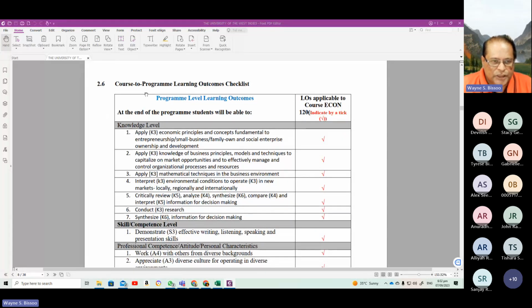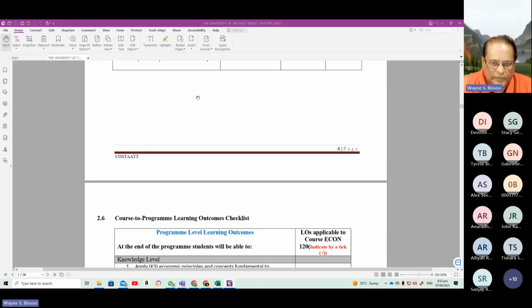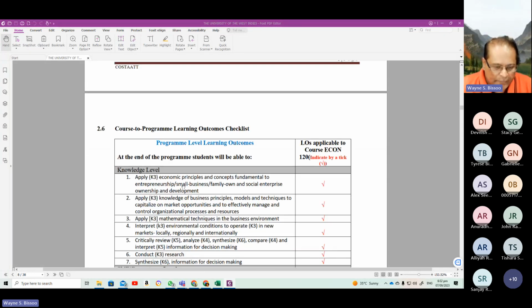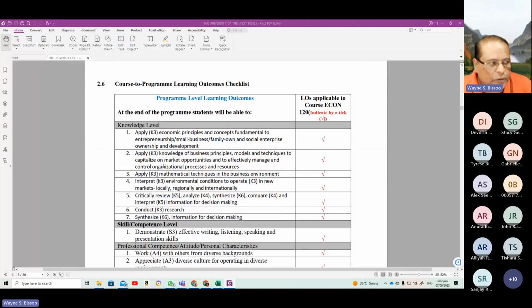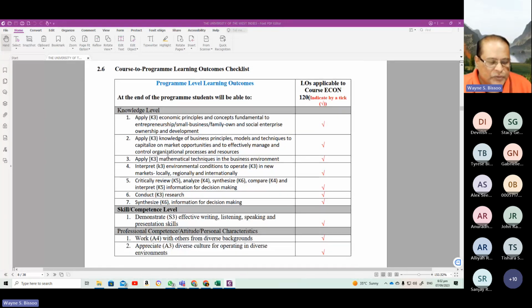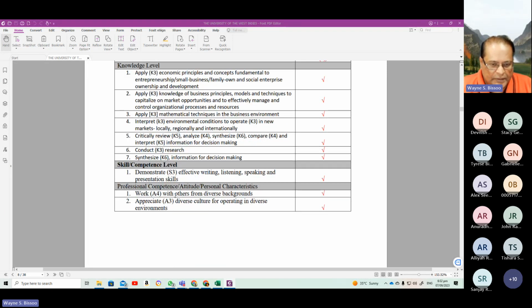These are the correlation between the learning outcomes from the course itself to the program that you're in. Primarily, the program that we looked at connecting this to is the BBA entrepreneurship. So you'd see these things are coming up in that program.